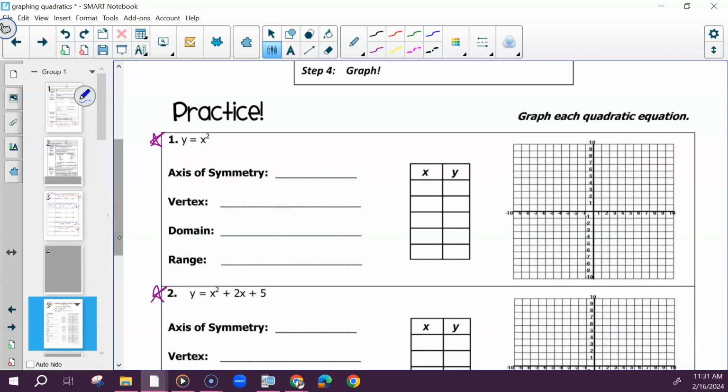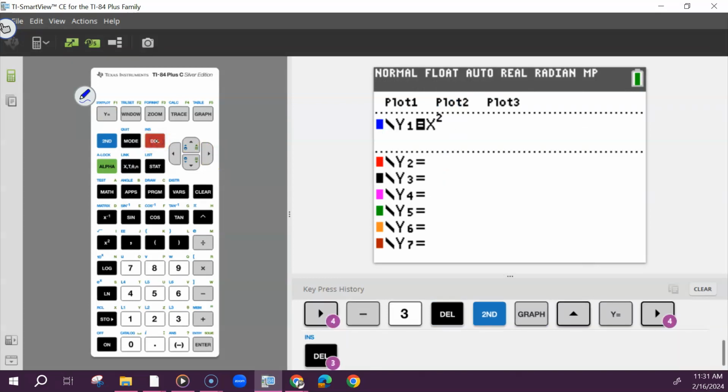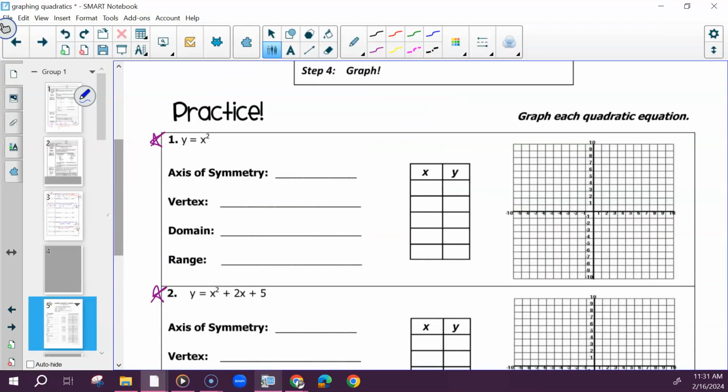With this, we're going to fill out the table of values, so then whether you do that algebraically or in the calculator, you have your values to graph anyway. So let's do this first one in the calculator, x squared. Go ahead and put that in y equals, and go into the table and find the middle. 0, 0. So your axis of symmetry is x equals 0. Your vertex is 0, 0.